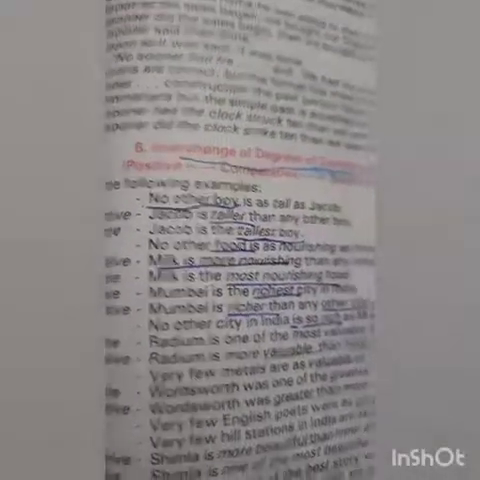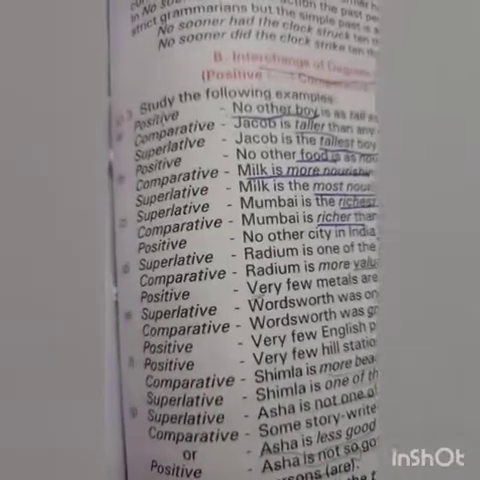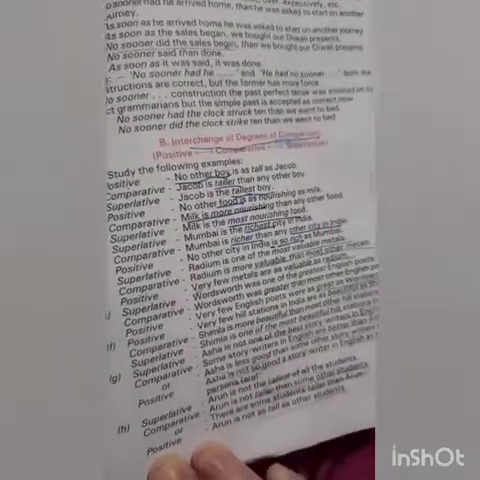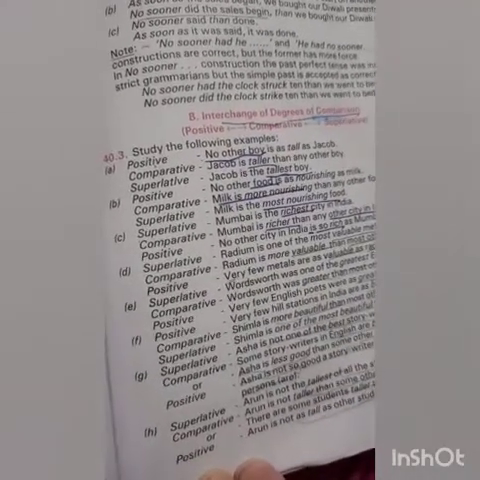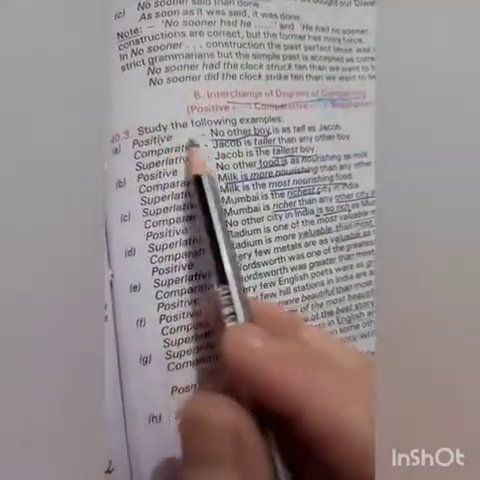Further revising this, please come to the previous page, in my book this is page number 245. Check in your book. It's B part where we have interchange of degrees of comparison. Okay, there some examples are given. Study the following examples. Let's study the examples and then move on to the exercise part.